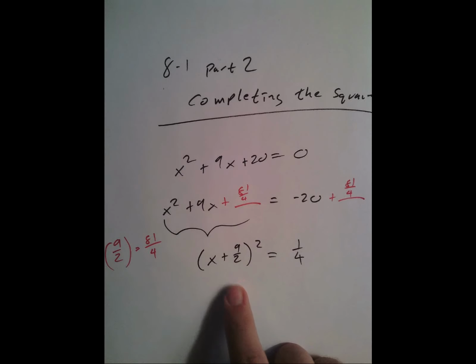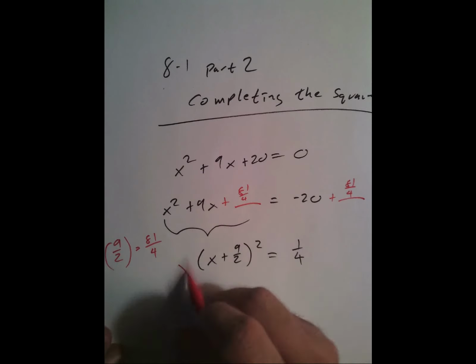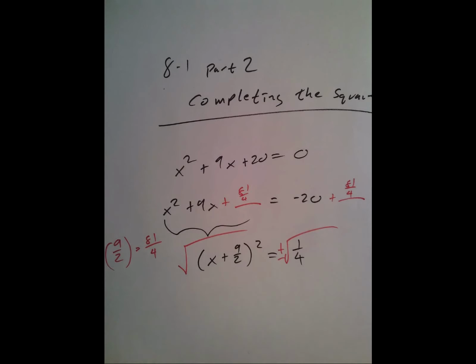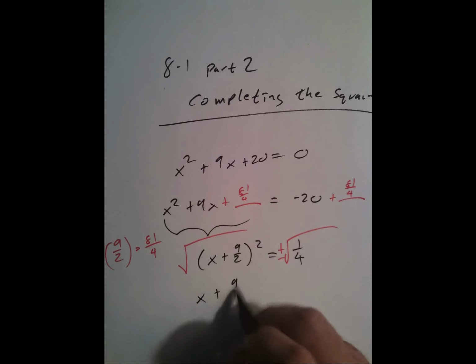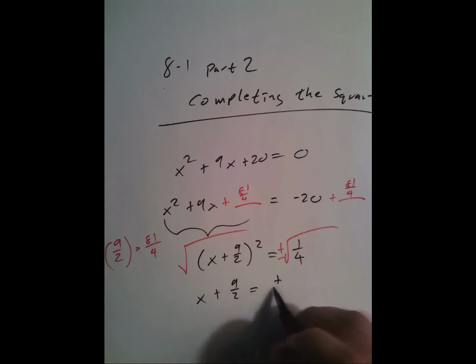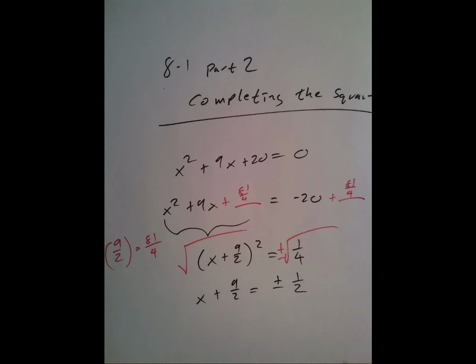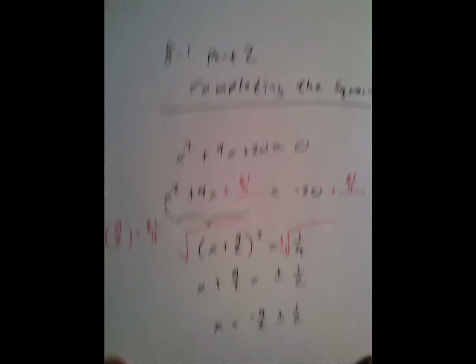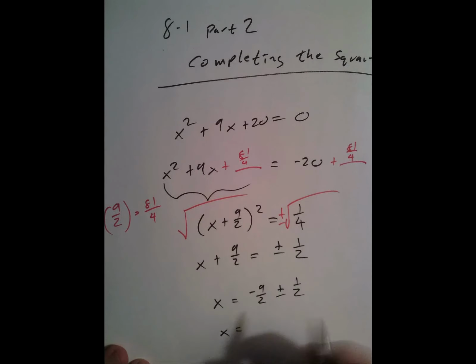So from here, I now have a square, and I can use the square root method, just like we just learned, to both sides. Remember, when you square root, you must make it plus or minus, and we get x plus 9 over 2 is equal to plus or minus a half. I'm now going to move 9 halves to the other side, so x equals negative 9 halves plus or minus 1/2. In other words, x is equal to negative 9 plus 1 over 2 or negative 9 minus 1 over 2.